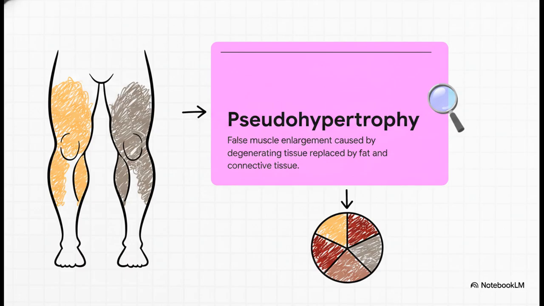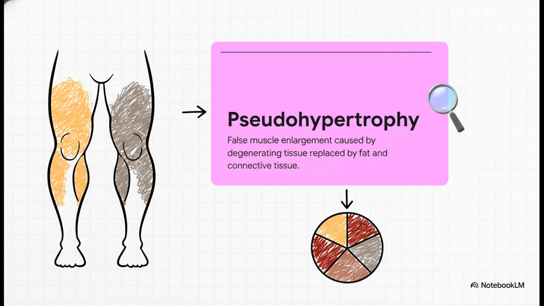Another thing you'll physically observe is calf pseudohypertrophy. Let's break that word down. Pseudo meaning false, and hypertrophy meaning growth. So it looks like the child has incredibly well-developed muscular calves, but guys, it's a false enlargement.